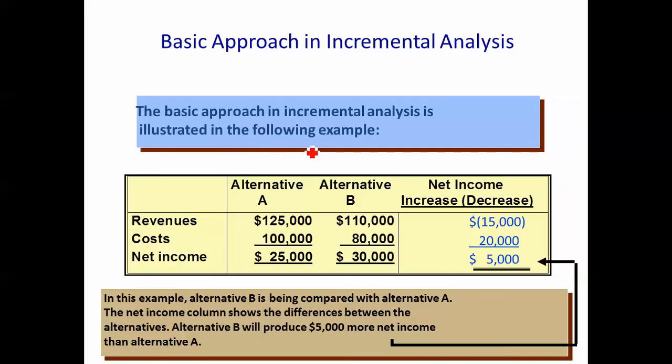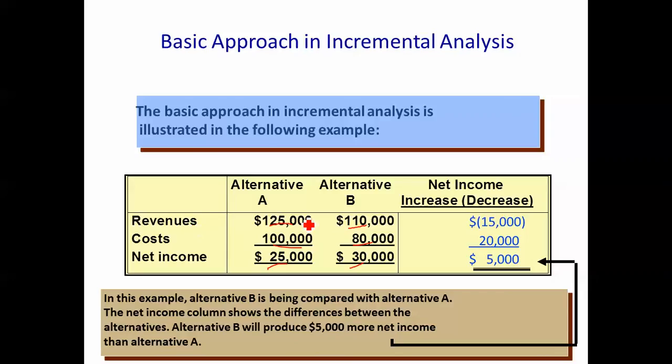For example, the basic approach here, we have two alternatives. One alternative, the revenue is going to be 125 and the costs are going to be 100. The other alternative, the revenue is going to be 110 and the costs are going to be 80. So one shows us a net income of 25, the other a net income of 30. Well, what we do is we focus on the difference between these two alternatives.